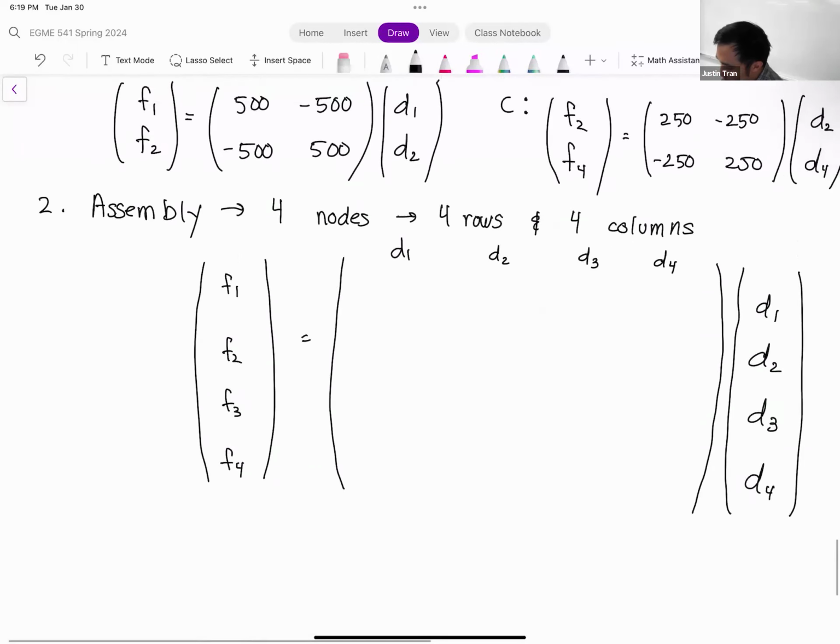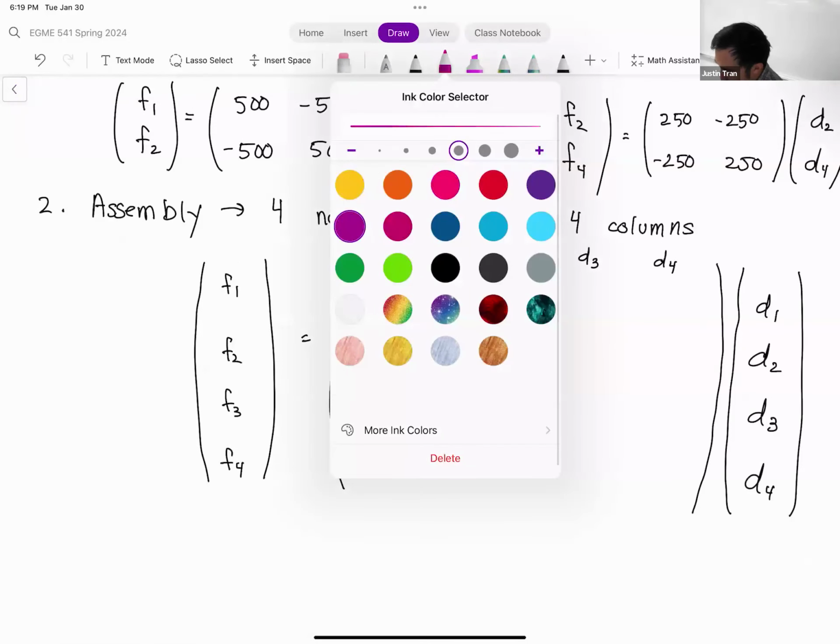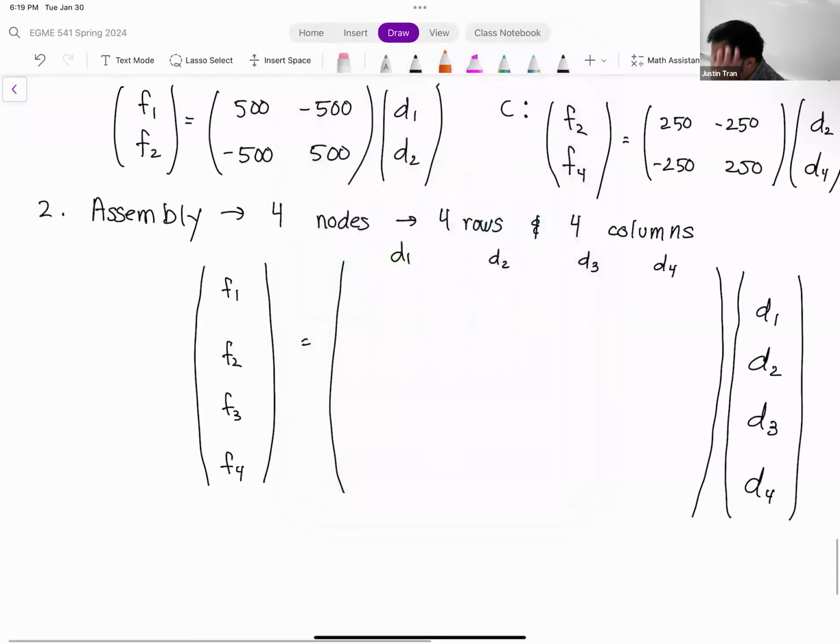they each follow. All right, so I'm on the iPad here, so I have the benefit of color. But if you're taking notes with pencil and paper, it's a little bit more difficult. But let me use the color here. So let me say element A. Call this orange. Element A is connected to nodes 1 and 2.